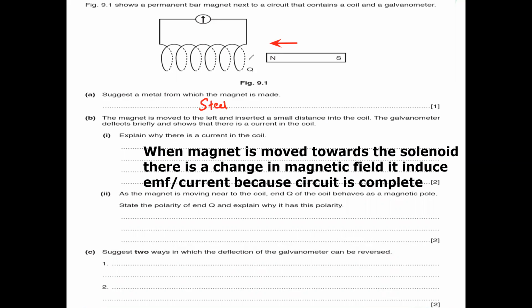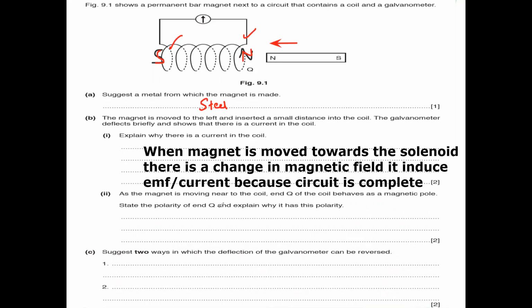Use the screen annotation to state what pole will be induced here. For a solenoid, what pole, north or south, will be induced at Q, and on the other side, what pole will be on this side of a solenoid? So it will be a north pole, that's right, and the opposite side will be a south pole. As the magnet is moving near the coil, the end Q of a coil behaves as a magnetic pole.